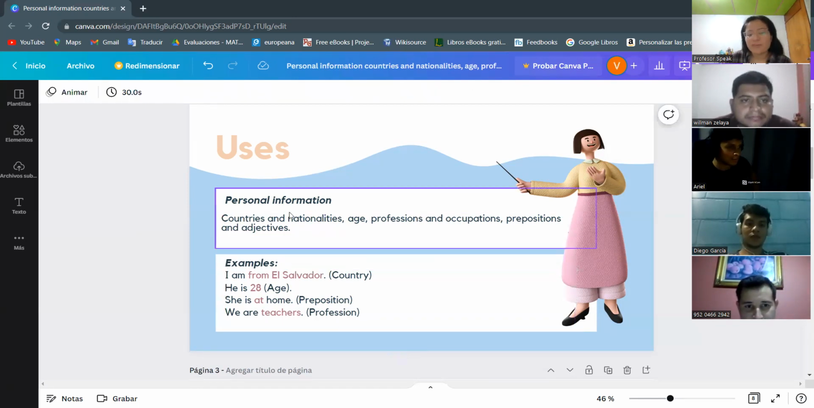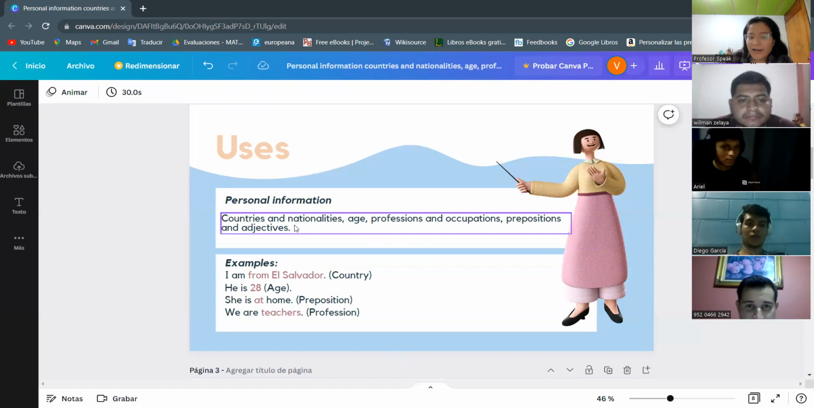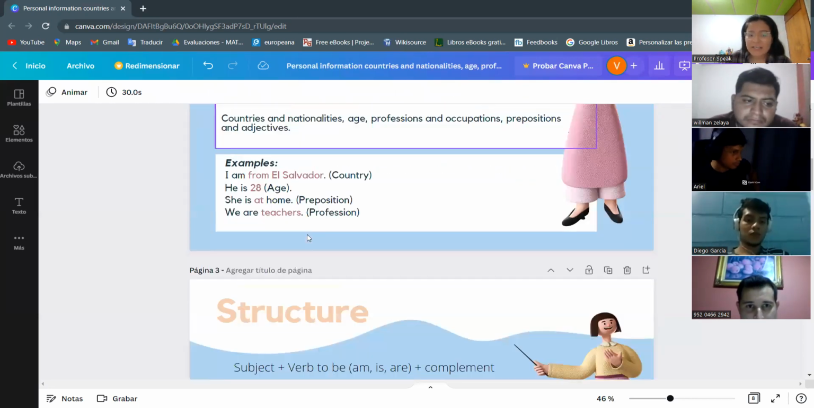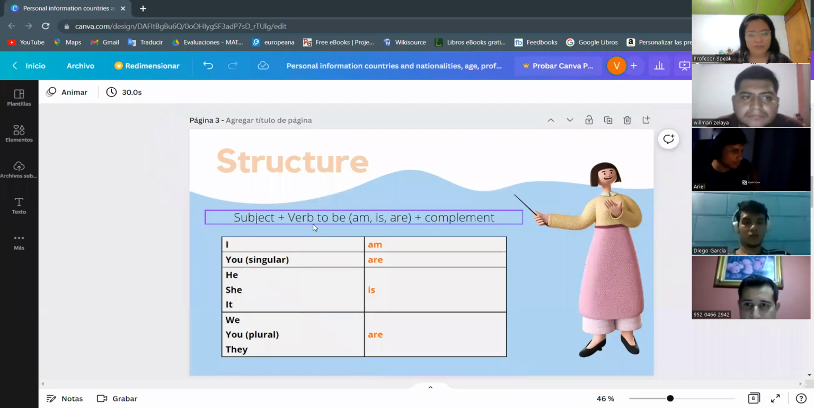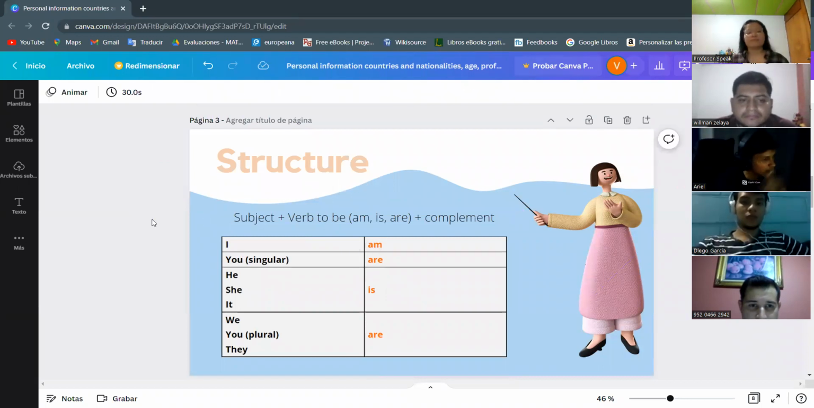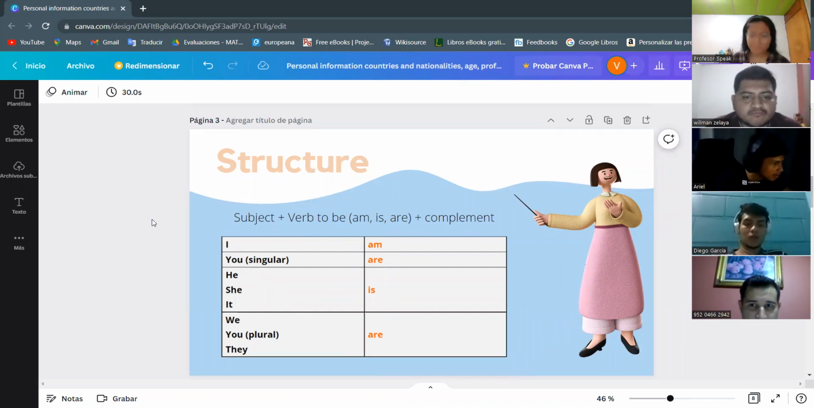So for personal information, you can use the simple present tense, and we have the structure for that. Ariel, can you help us reading, please? I am, you are, he is, she is, it is, we are, you are, they are.